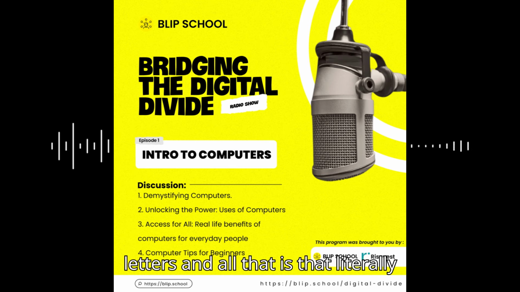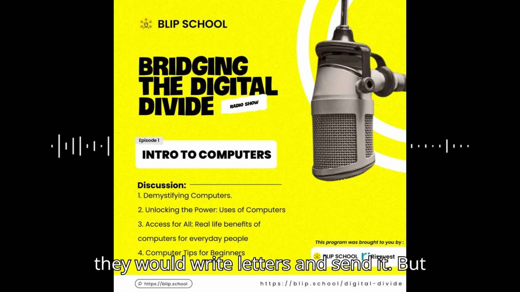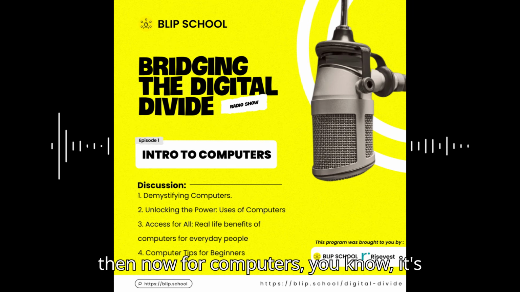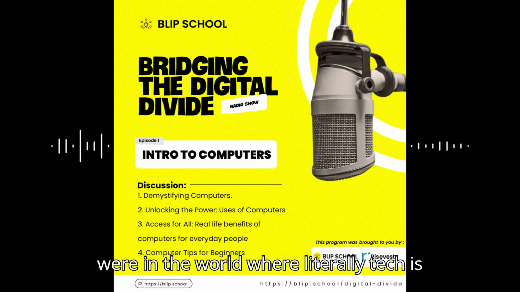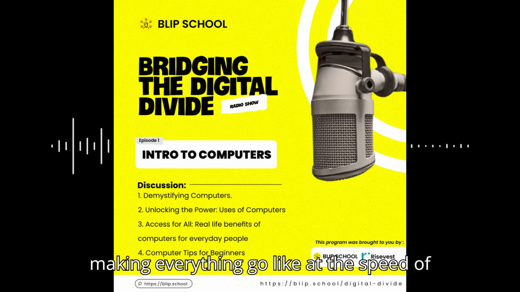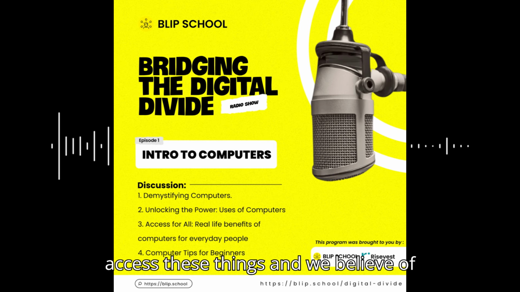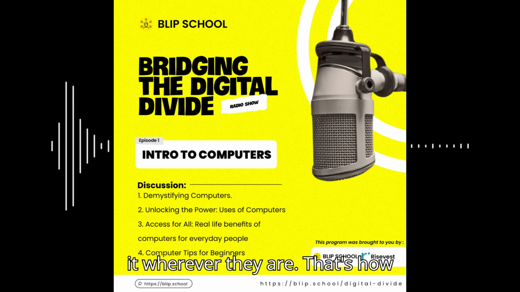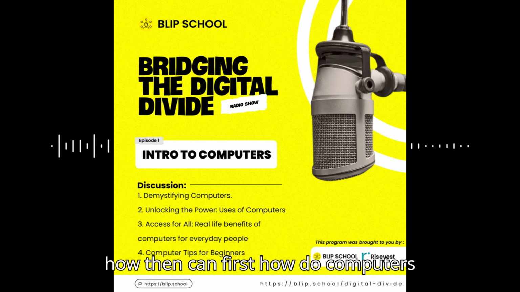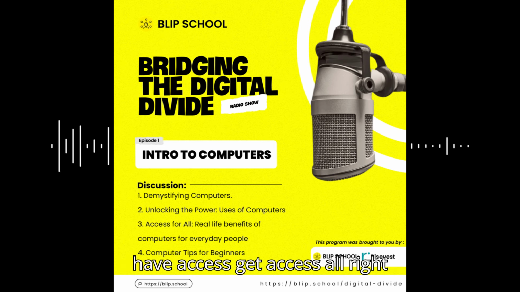The beauty of letters is that literally anybody could access paper, write letters and send them. But for computers, it's not as easy. We're in a world where tech is making everything go at the speed of light. So for those who are not able to access these things, we believe everybody should be able to access it wherever they are. That's how necessary computers are. So how do computers give everybody access to the world? And how can people who don't already have access get access?